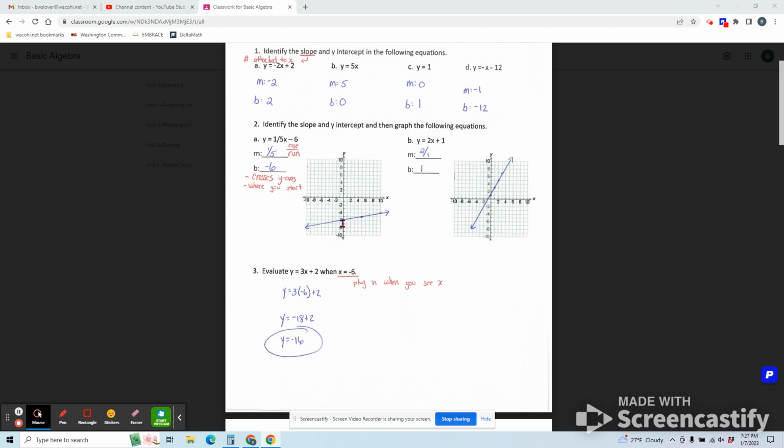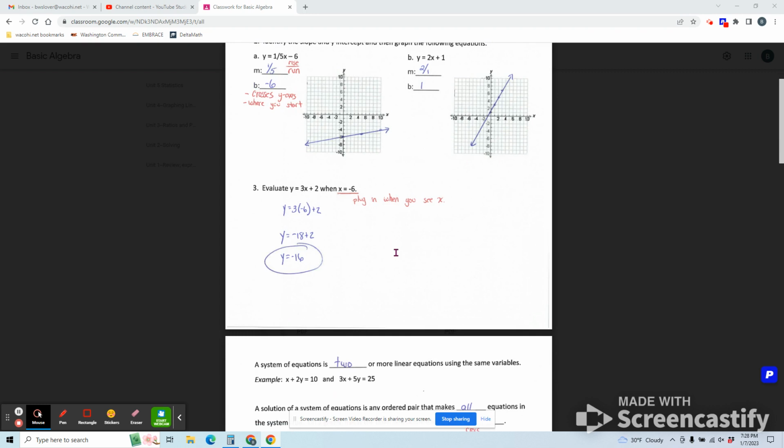So I plot a point at -6, and I use my slope up 1. I rise 1, and then I run 5, up 1 over 5. And you guys can use your ID to create that straight line. Similar for letter B, just different information.